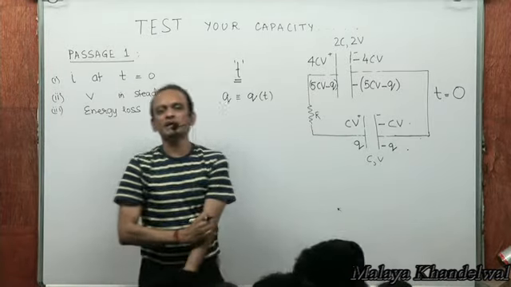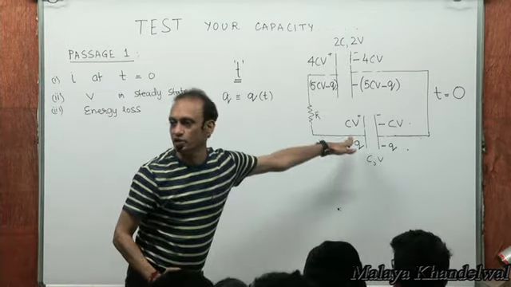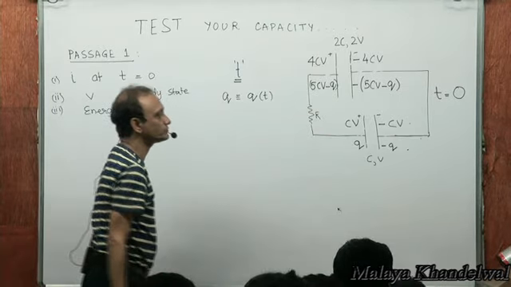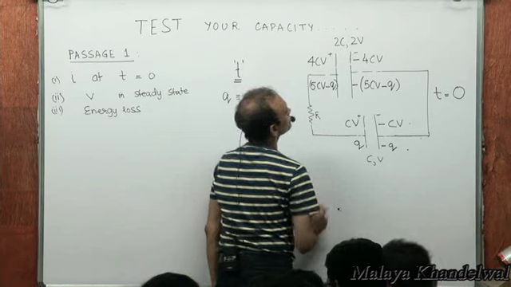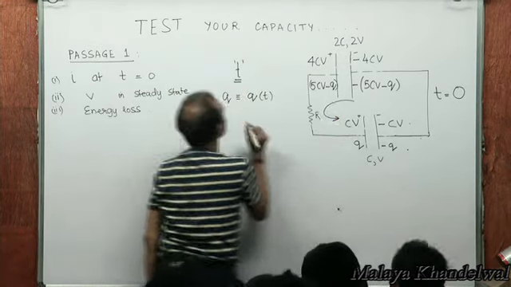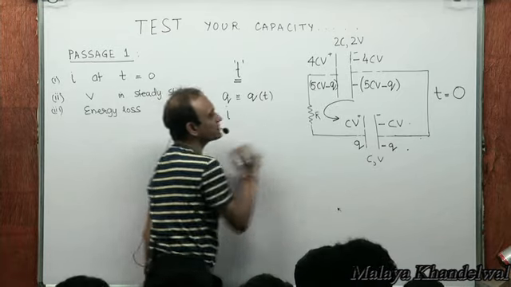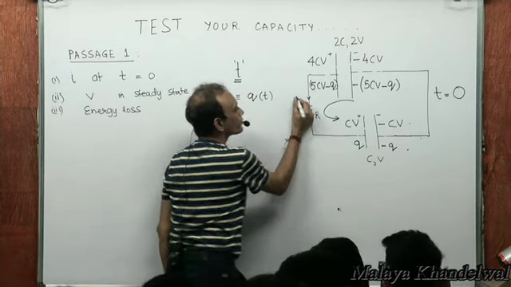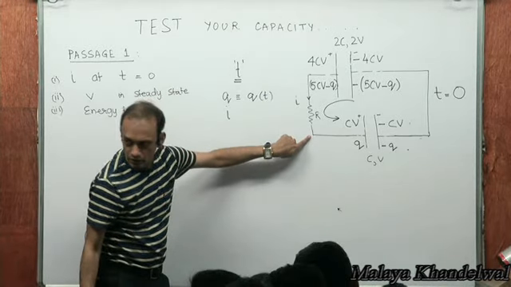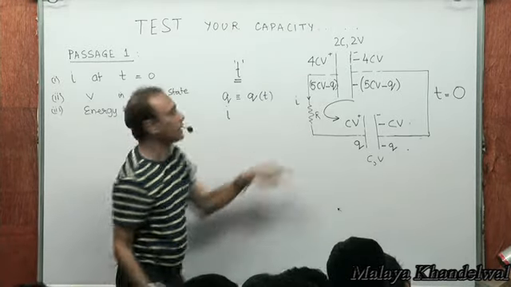Now, at that instant of time, I am going to apply KVL to the loop. So, let me go this way. At an instant of time t, I is the current in the loop. So, the drop here is going to be IR.